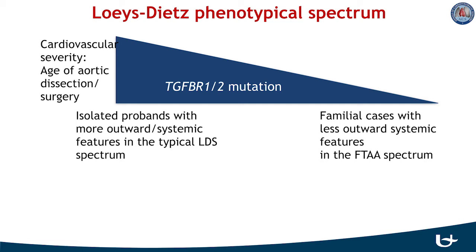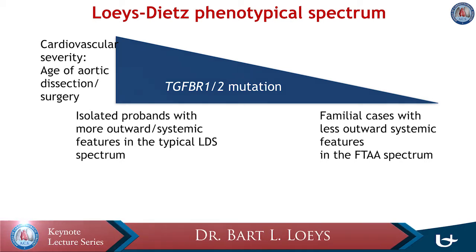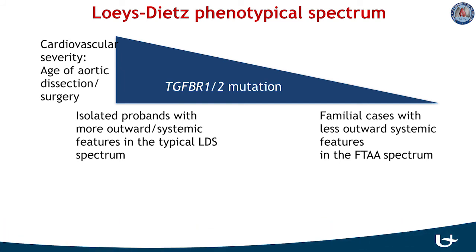The explanation for the diversity is probably related to the existence of genetic modifiers. Secondly, it's also important to know that a mildly affected parent with a TGF-beta receptor 1 or 2 mutation can have a severely affected child.